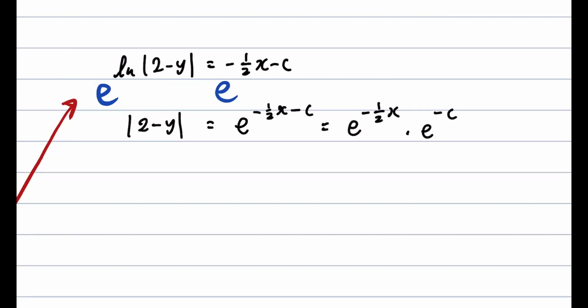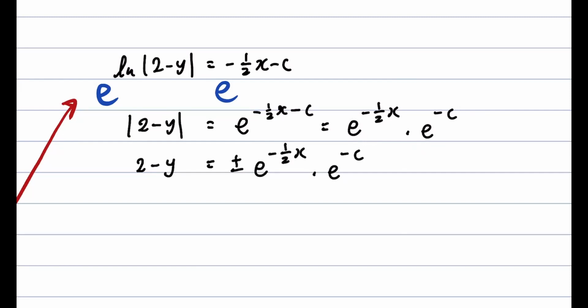Okay, now you have modulus, the absolute value. How do you open up the modulus? What do you need in front? So plus minus. Yes, correct. So plus minus, then you just copy down that expression: e power -1/2 x times e power -c.